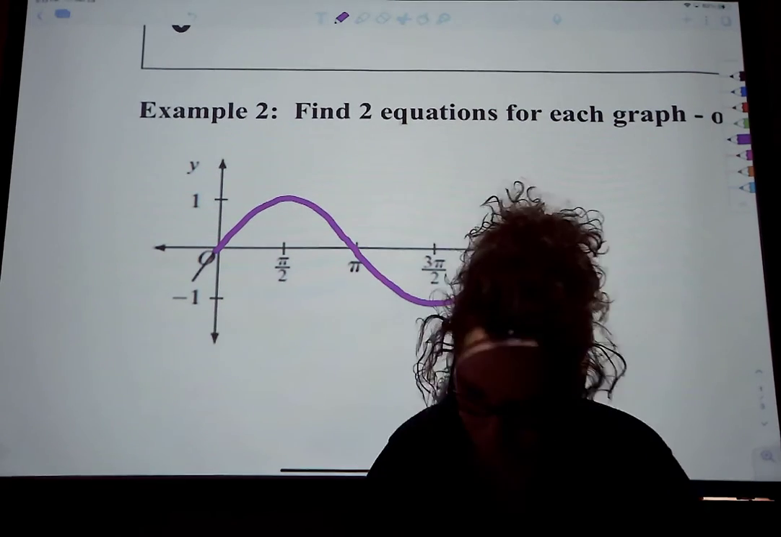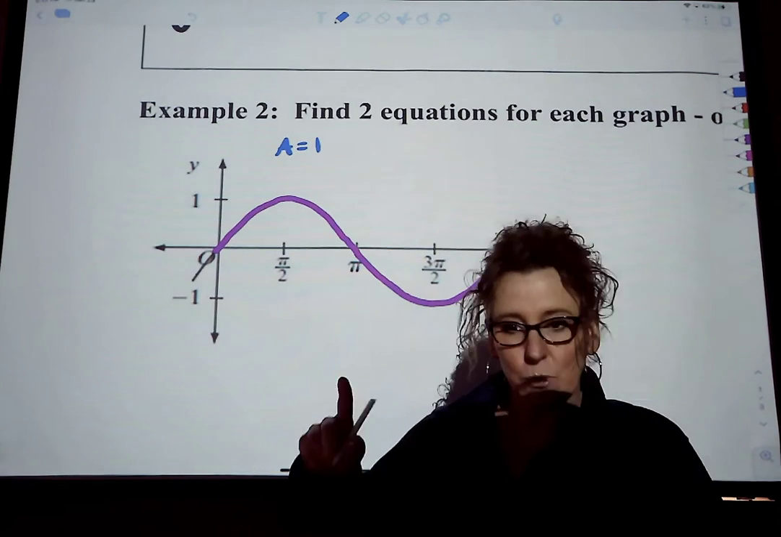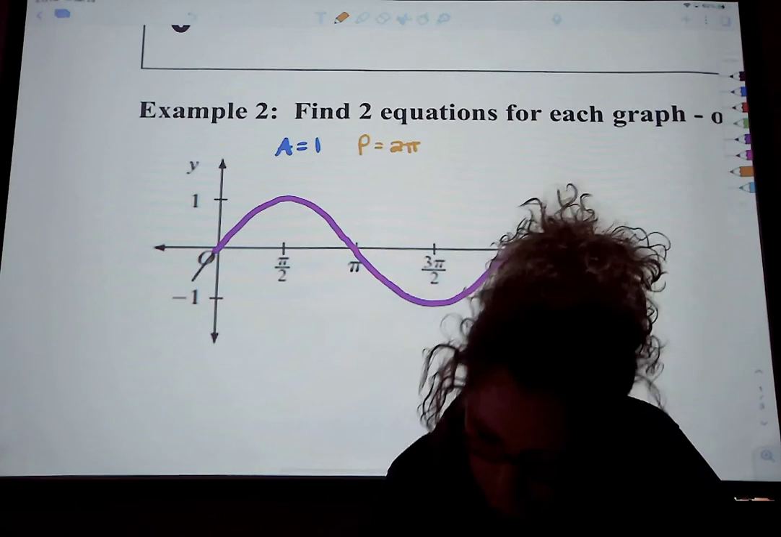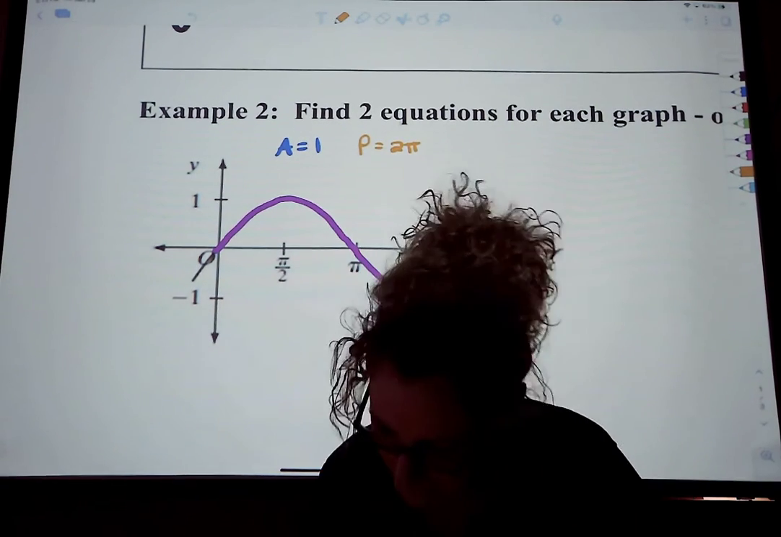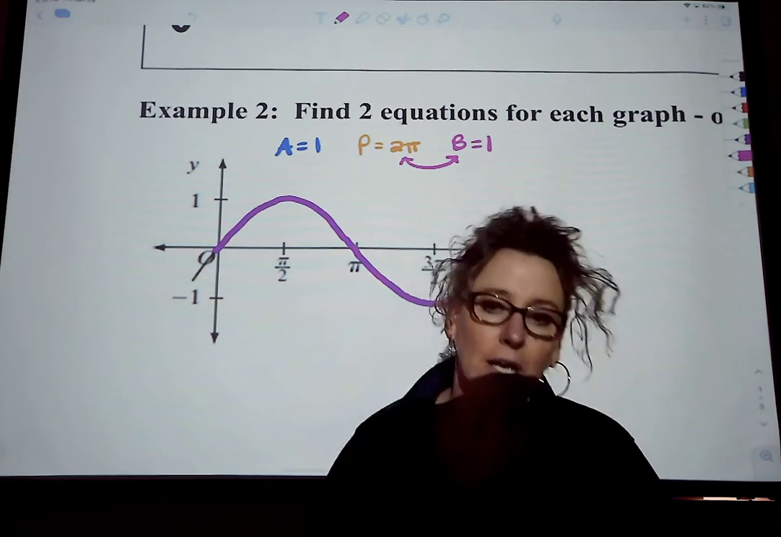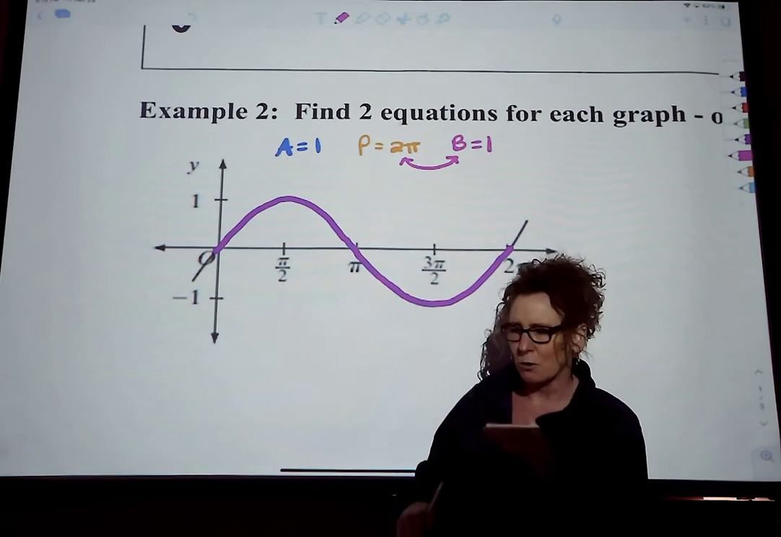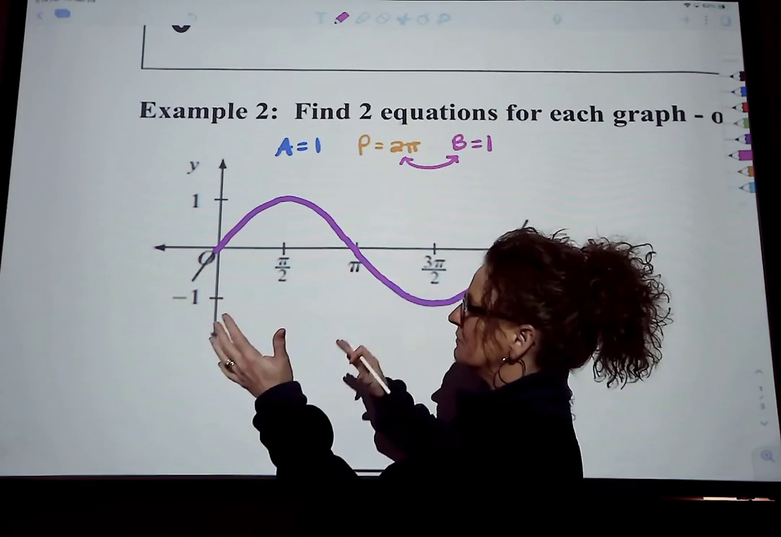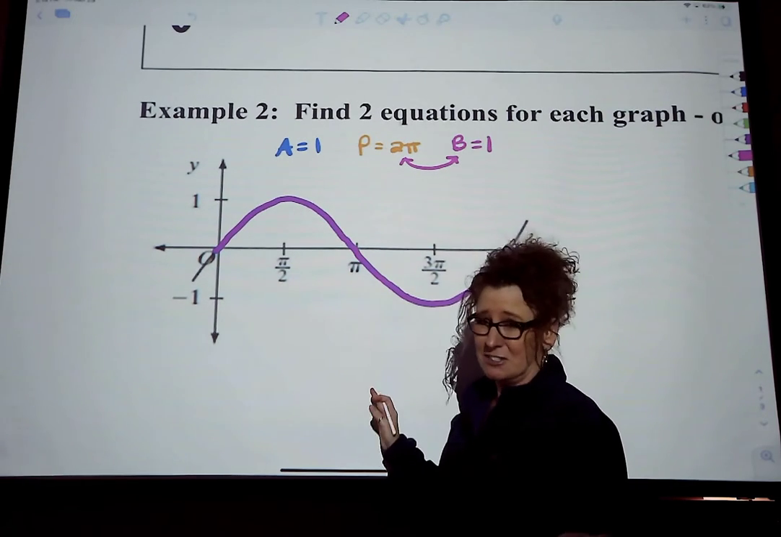So, let's talk about that for a minute. What's our amplitude? It's 1. It goes up 1 and down 1. What's the period? Period's 2 pi. Which means b is 1. Those go together. If the period's 2 pi, b is 1. Don't believe me? Do that little formula. There's no left shifting, there's no right shifting, there's no up shifting, down shifting. It's just a sine equation.